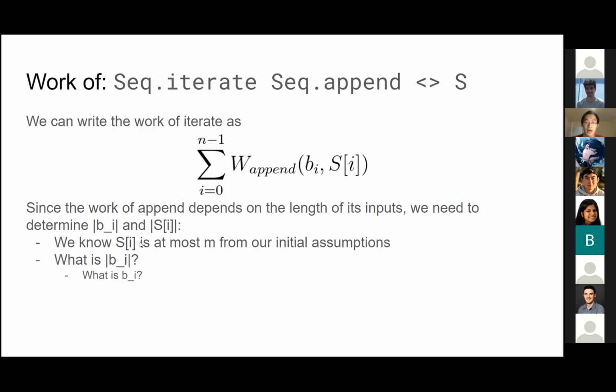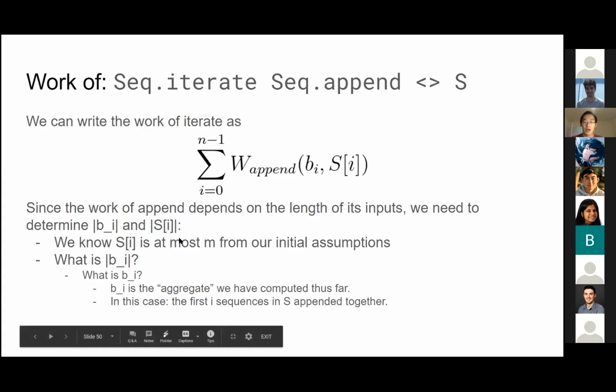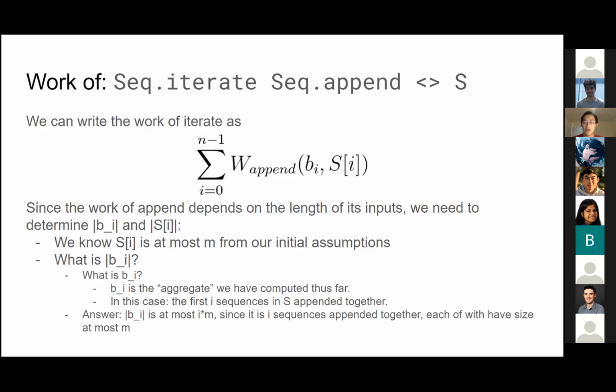Okay, so we know that S of i, the ith element in the sequence, is at most m. That's from our initial assumptions. But what is the length of b sub i? Before that, what is b sub i here? Does anyone have any ideas on that? Yeah, so like Joanna said, b sub i here is our aggregate that we've computed thus far. So in this case, it's the first i sequences of S appended together, or everything from S at 0 all the way to S at i minus 1. Okay, so now that we know what b sub i is, what is the length of that? Well, if it's just the first i appended together, each of them has length at most m. So that means that the total size of this is going to be at most i times m. Is that clear for everyone?